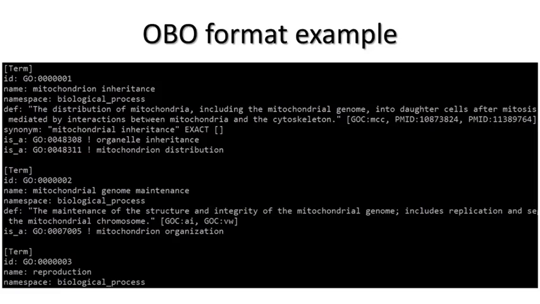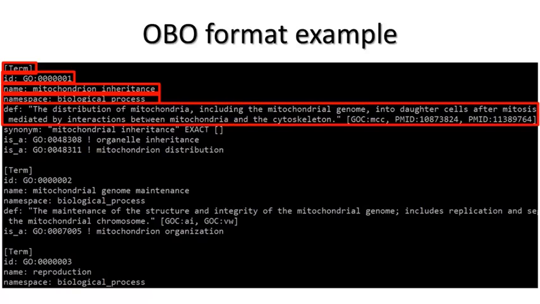Here is a real example of a part of an OBO data file. The first line is term. The next line describes the unique ID, which is GO:0000001 here. The next line specifies the name of the concept, mitochondrial inheritance. Next, the namespace, biological process. The definition of the concept is included here. And the synonyms and acronyms are listed here.